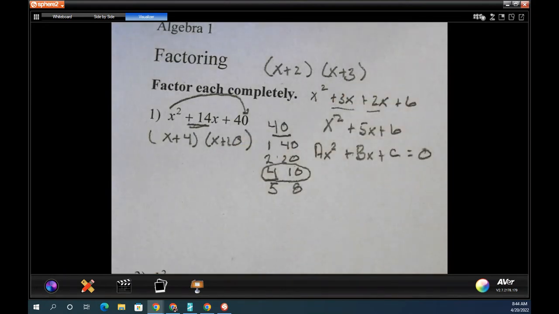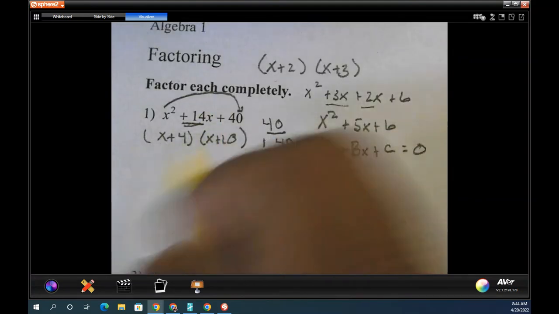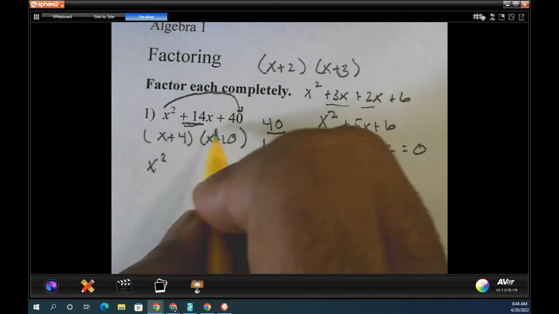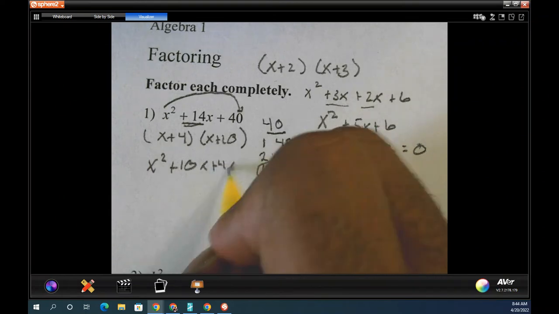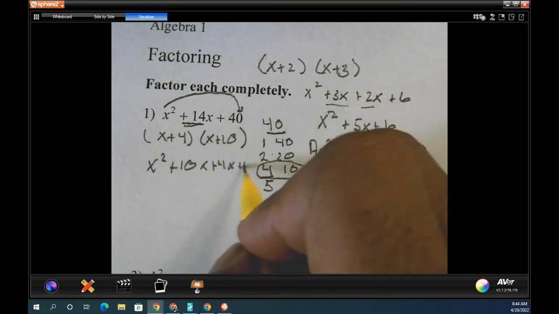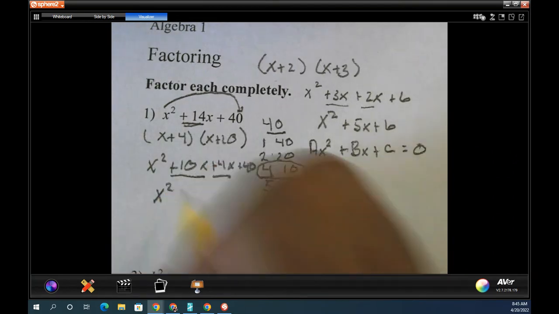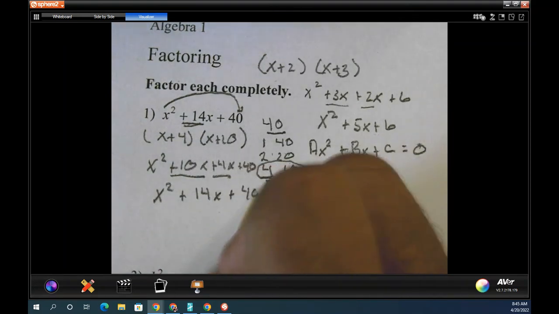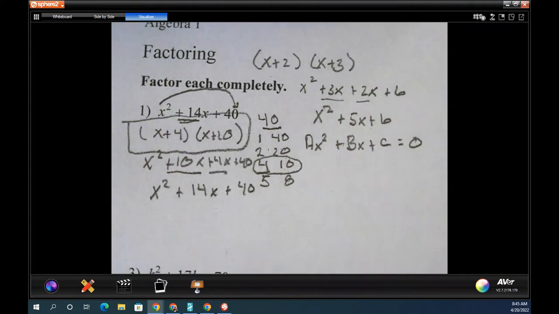Now, you should never miss any of the factoring because when you multiply them back, that's going to be x squared plus 10x. 4 times x is 4x. 4 times 10 is 40. 10x plus 4x is 14x. You should get the original problem. Here's your answer right here that we got. Multiply it back, and you won't ever miss it. You should never miss one of these.